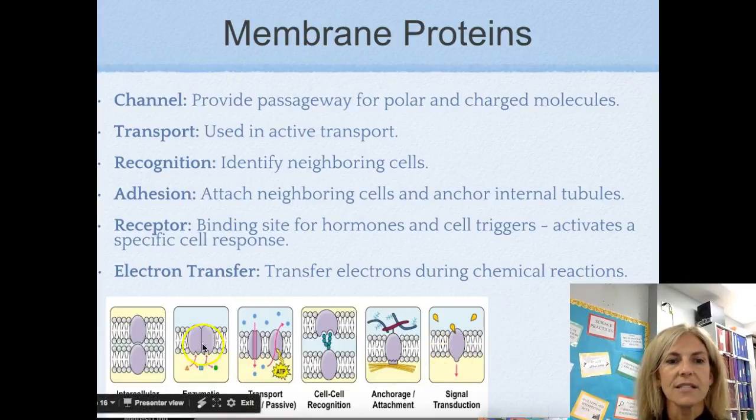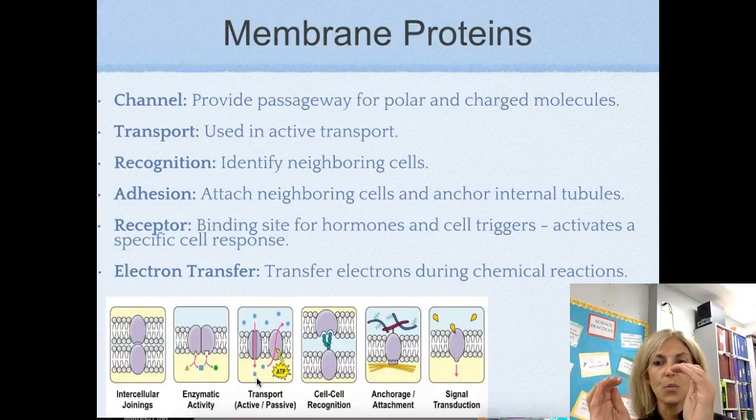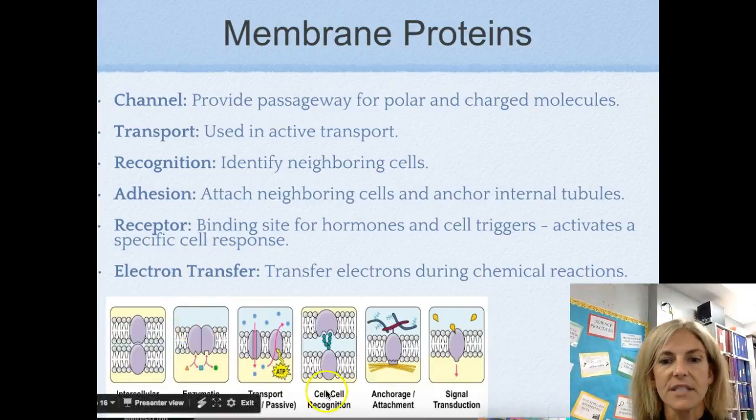So channel proteins simply allow things to move through. They're going to be open, or they might be a gated channel, in which case they're closed some of the time, and depending on the type of gate they have, a ligand will bond and then they open, and whatever that channel is for will be able to move through. Transport proteins might actually connect with a molecule and move it inward or outward. So if you think about the sodium potassium pump, that would be a transport protein.